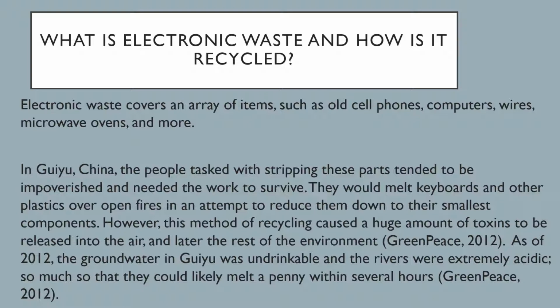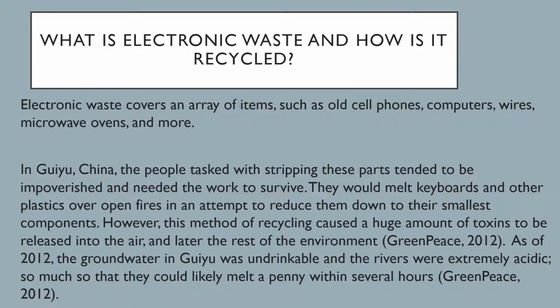So what is electronic waste and how is it recycled? Electronic waste covers an array of items. Some that you might be thinking of include cell phones, wires, old phone chargers, computers, microwave ovens. Others include air conditioning units, heating units. Pretty much most electronic items that you might think of probably fall under the umbrella of e-waste.